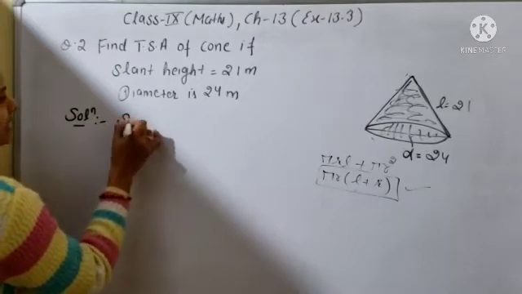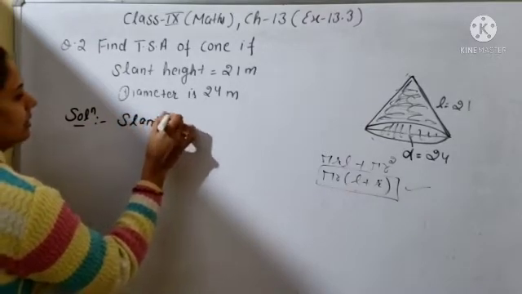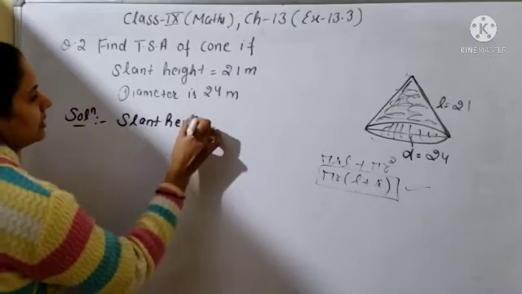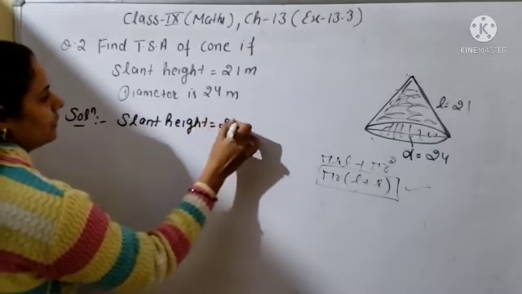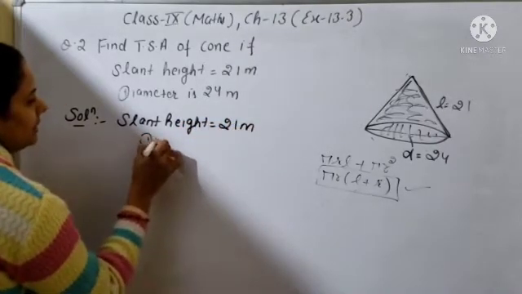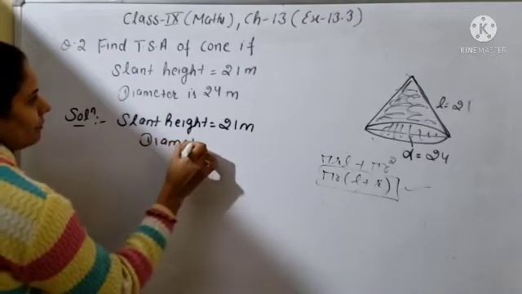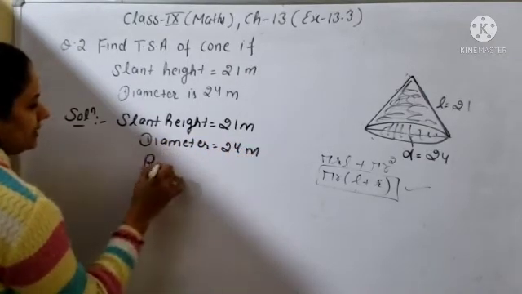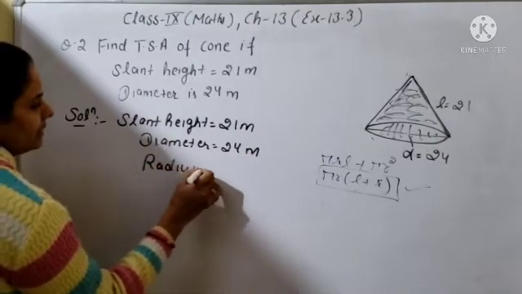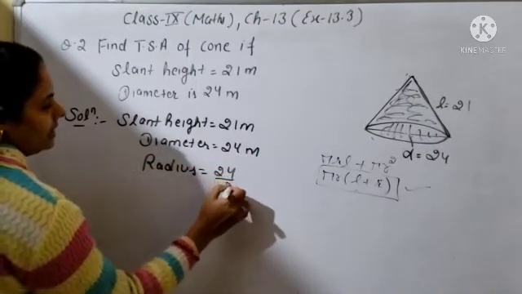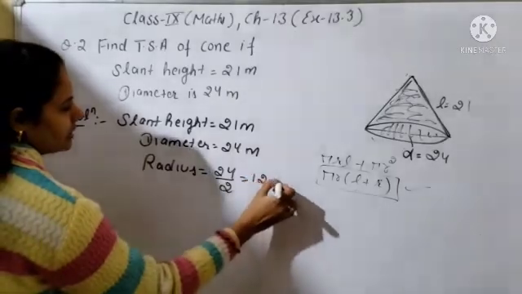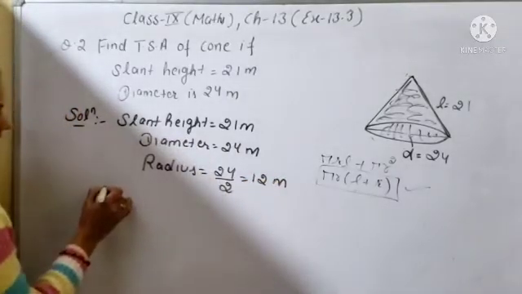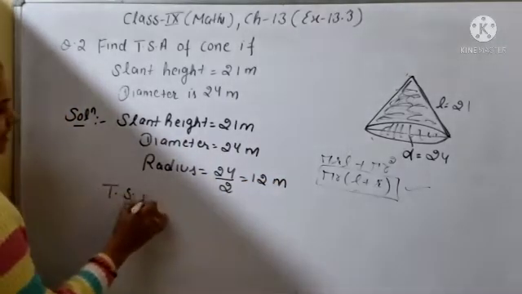Simply write down slant height is equal to 21 meter, diameter 24 meter. So what will be the radius of the cone? Radius will be half of the diameter, so it will be 12 meter. Clear? Now find out the total surface area.